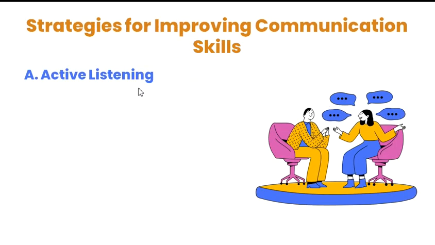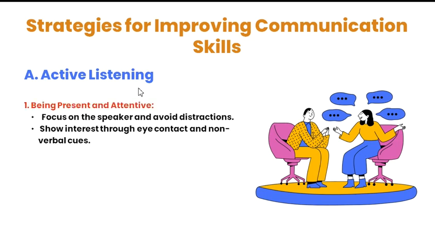So the other one which we need to study is the strategies for improving communication skills. I am sure everyone wants to improve his or her communication skills. But the question is how? What should you do? So we'll have some ideas here in this section. The first one is you have to be an active listener. That's one of the strategies. What does it mean? Being present and attentive is one of the active listening skills.